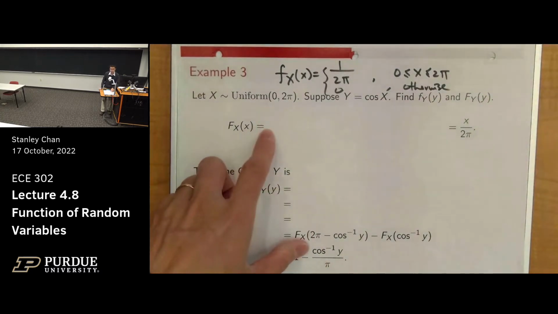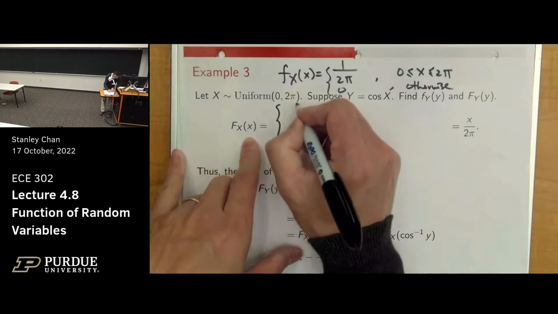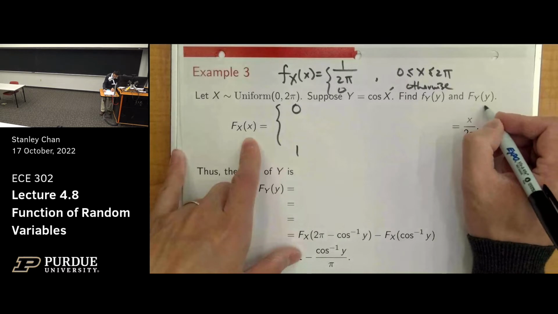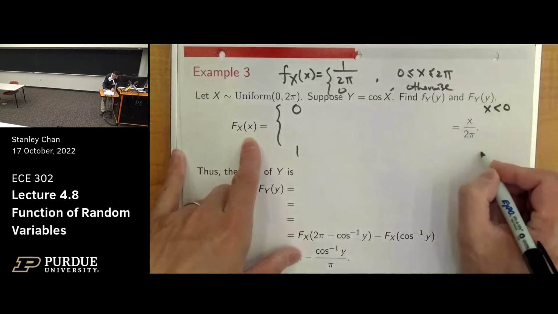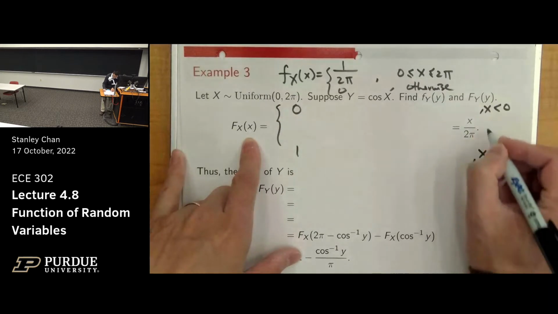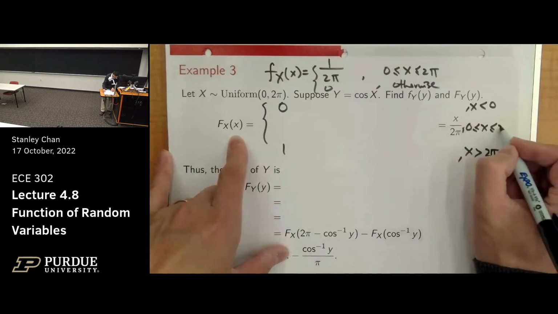So what would be the CDF? The CDF, of course, has to be 0 if x is less than 0, and 1 if x is bigger than 2 pi. So there are 3 cases. And then x is between 0 and 2 pi.